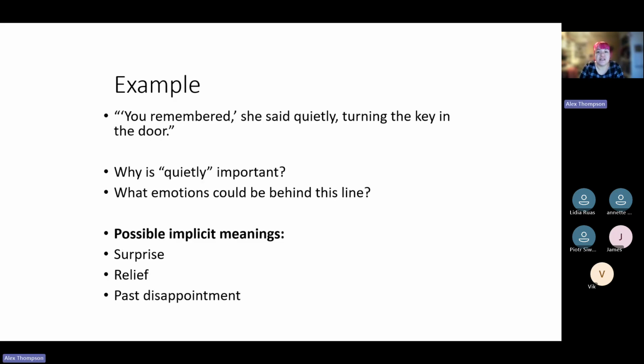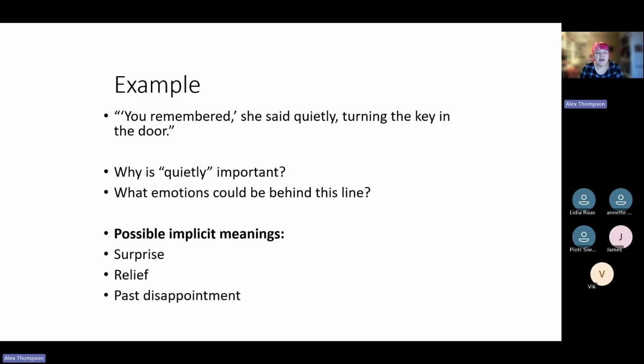You remembered, she said quietly, turning the key in the door. Okay, so where's the word quietly important? What emotions could be hiding behind that line? She only says you remembered. To me, that sounds that she's surprised that the other person remembered. Maybe she's, yeah, I think surprised, but pleasantly so.